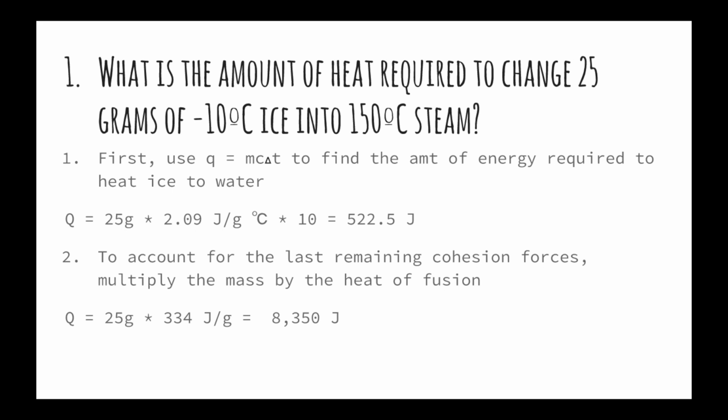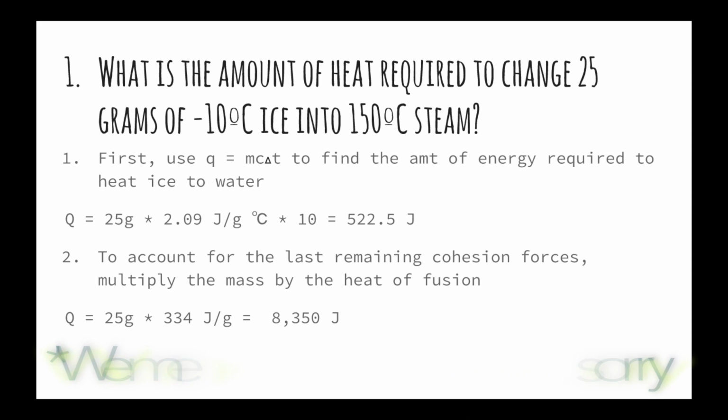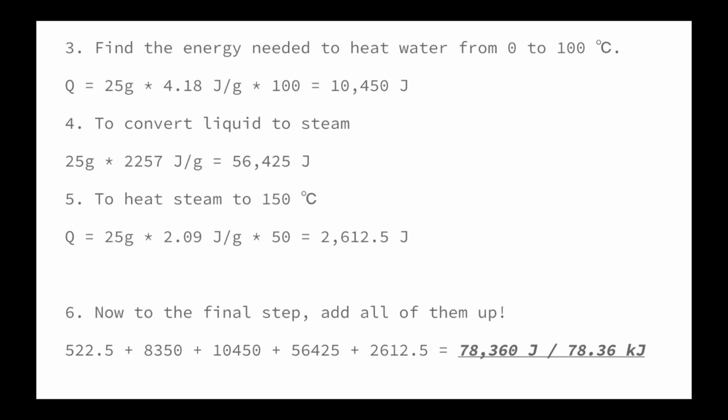Q is equal to 25 grams, which is the mass, times 2.09 joules over grams Celsius, which is the specific heat of ice, times 10, or the change in temperature. This equals 522.5 joules. Next, to account for the last remaining cohesion forces, multiply the number of grams by the heat of fusion. Q is equal to 25 grams, the mass, times 334 joules over grams, which is the heat of fusion of water, and this equals 8,350 joules.